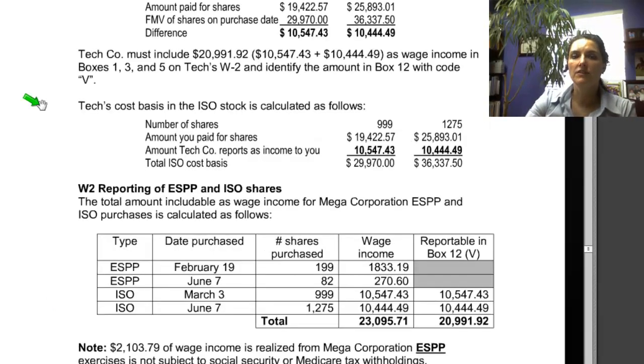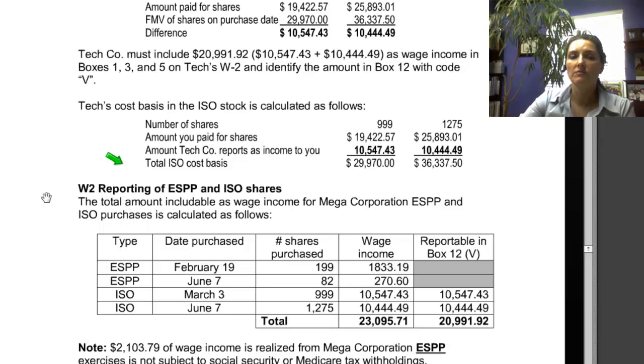So Tech's cost basis in the ISO stock is calculated as follows. There's the number of shares he bought, the amount that he paid for the shares, and the amount that Tech Company had to report as income on his W-2, and that means that his total cost basis is essentially the same as the fair market value on the date that he exercises.